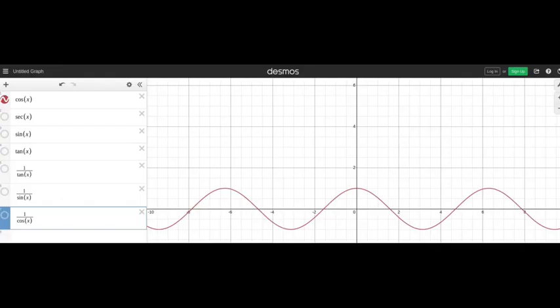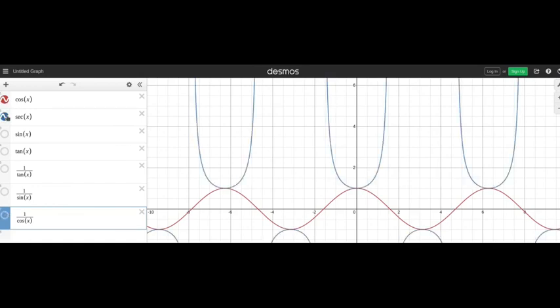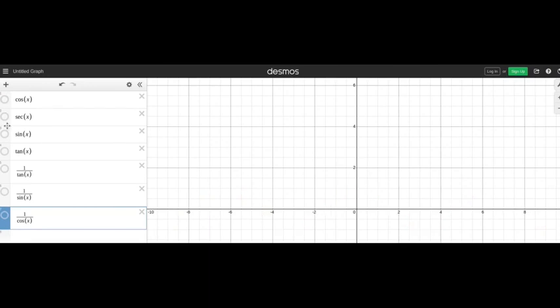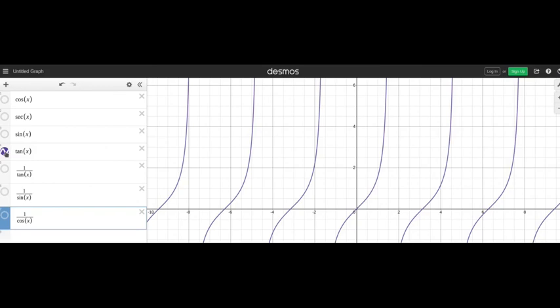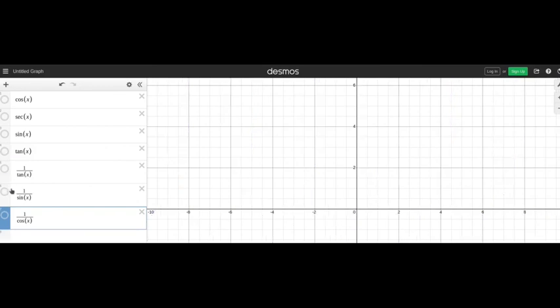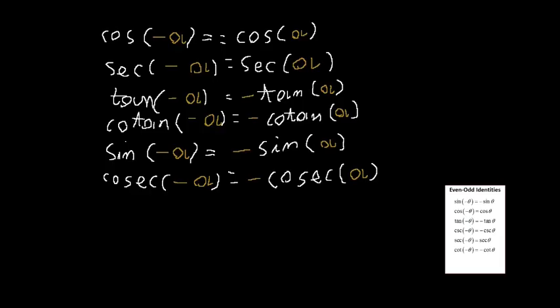So pretty much just by looking at the graph of the function, you can tell which ones are odd and which are even. The only even functions here are the cosine function and its inverse, secant. All of the rest of the functions are odd. So this is why the following equations are true.